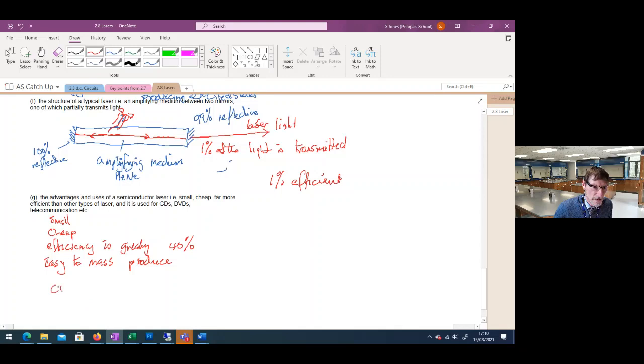They're used in CDs. They're used in barcode readers in your supermarkets. They're used in optical fibers, in infrared lasers. Image scanning. And the last thing I'm going to do is laser surgery, as in laser eye surgery.